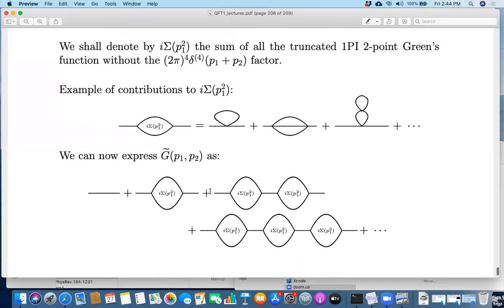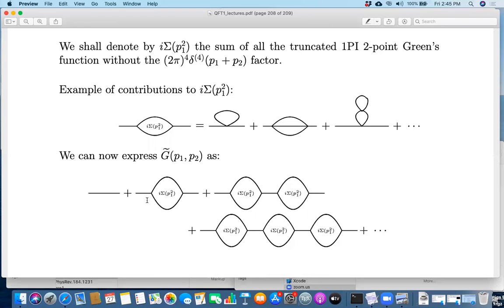Okay, and here it is diagrammatically. This is how I will represent it. So this one is the usual propagator, right? I over minus p1 square minus m square plus I epsilon. Now this diagram includes everything. It includes the 2 pi to the 4 delta 4 p1 plus p2 factor, the propagators I over minus p1 square minus m square plus I epsilon here, I over minus p2 square minus m square plus I epsilon here, and then the sum of all of these, I'm calling I sigma p1 square.